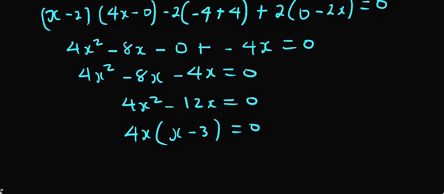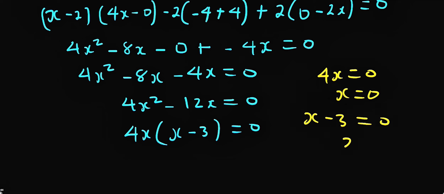For the product of these two numbers to be equal to 0, it means either one of them is 0. So we take them in turns. What if 4x is the one that is equal to 0? It means that x will be 0. We can also take that x minus 3 is the one that is 0. So x minus 3 is 0, so that x is equal to 3. So the value of x is either 0 or 3.